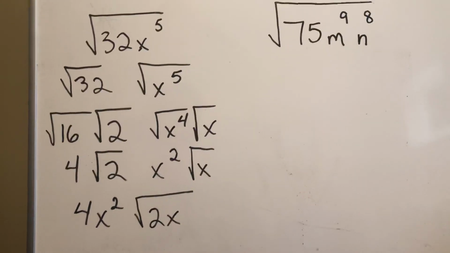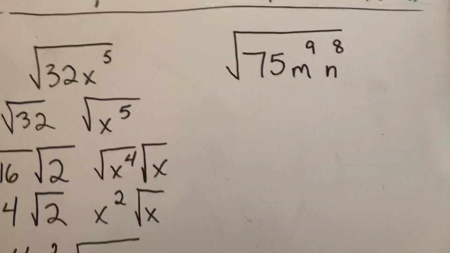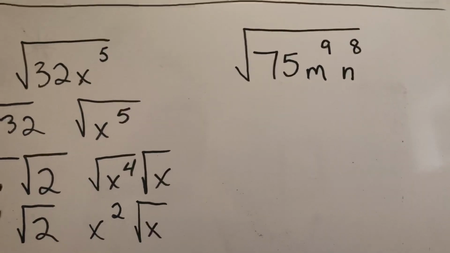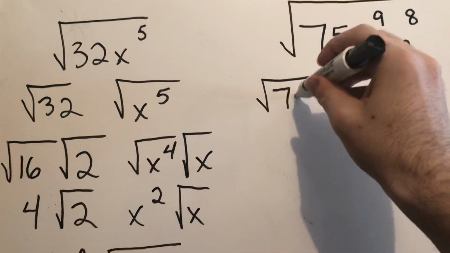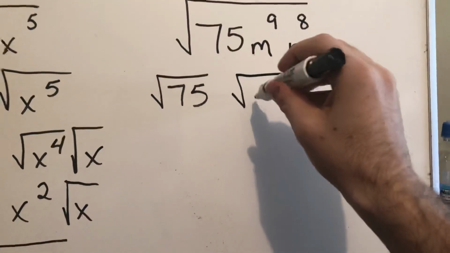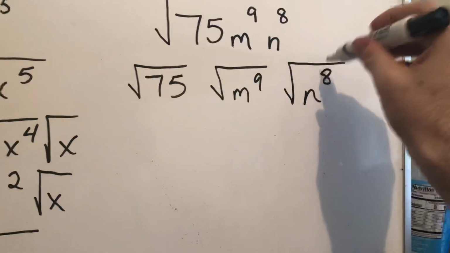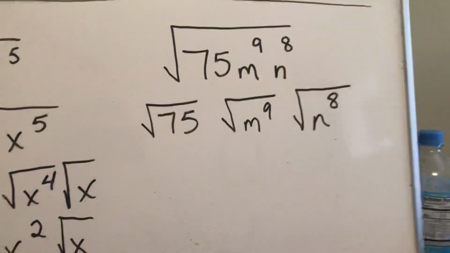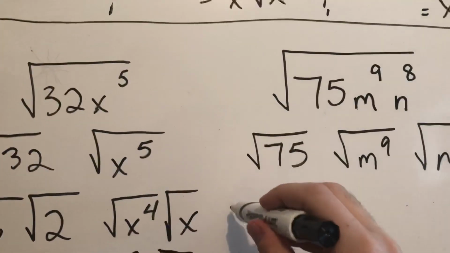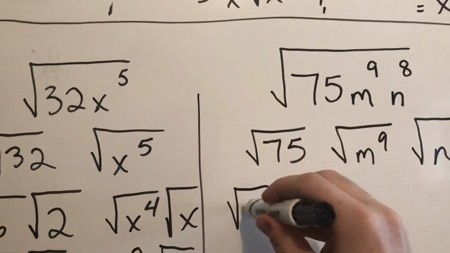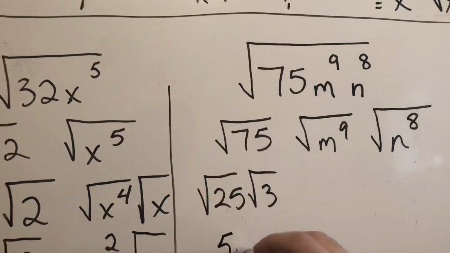Last example, this just has two variables in it. No additional tricks here, but you'll see how to do it if there's two variables involved. So let's break it into 3 parts this time. Let's do the numeric part. Let's do m's, and let's do n's. Root 75, run through your list. 4, no. 9, no. 16, no. 25, bingo. Root 25, root 3, 5 root 3.